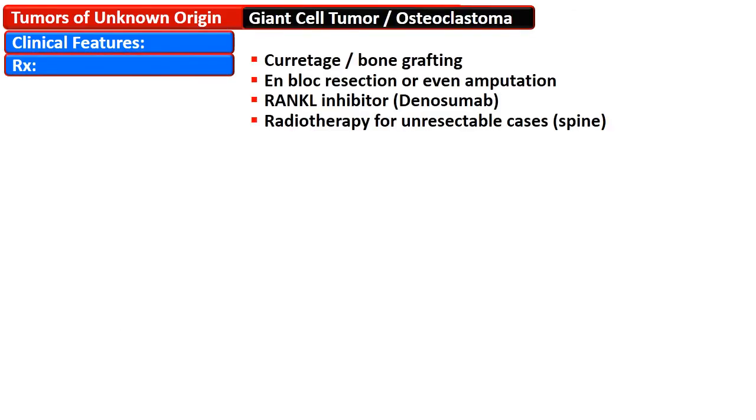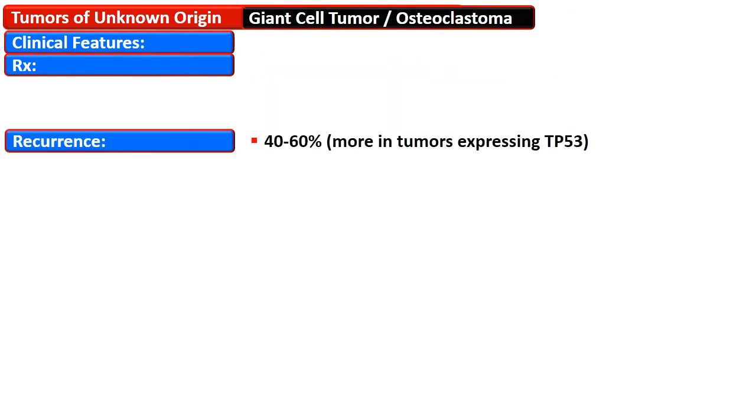The treatment for the giant cell tumor is curettage, bone grafting, and block resection or amputation. They can be treated medically by a RANK ligand inhibitor such as denosumab, or radiotherapy can be used as a treatment modality for unresectable cases such as osteoclastoma affecting the spine.